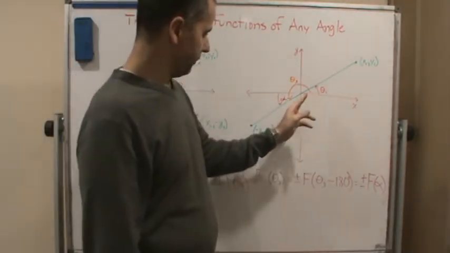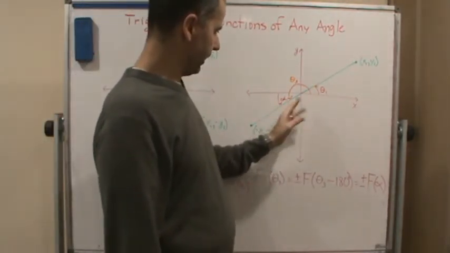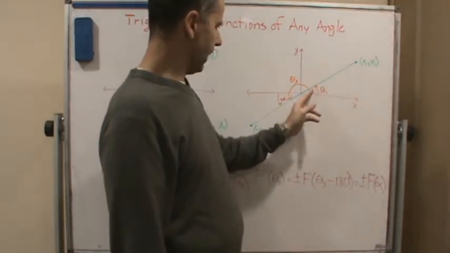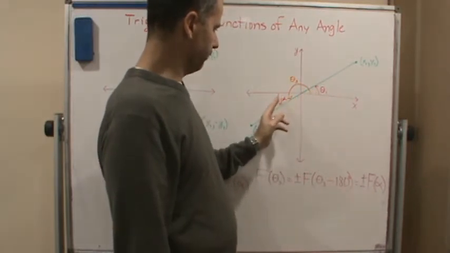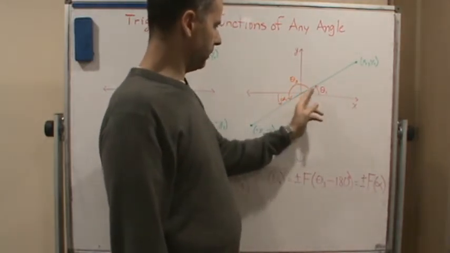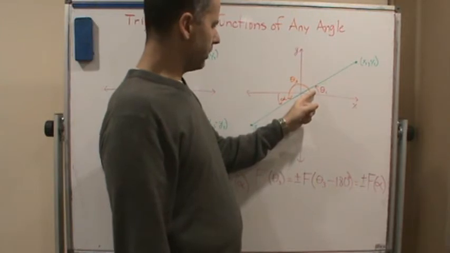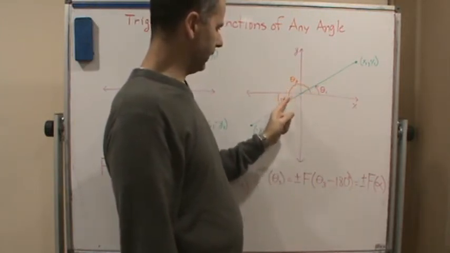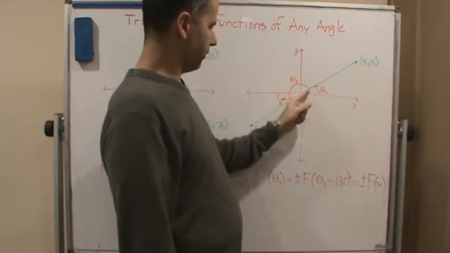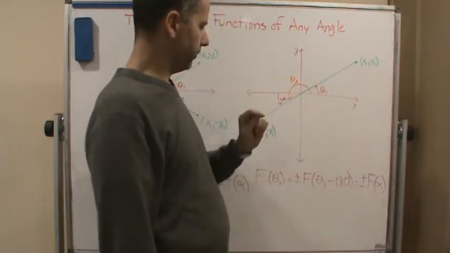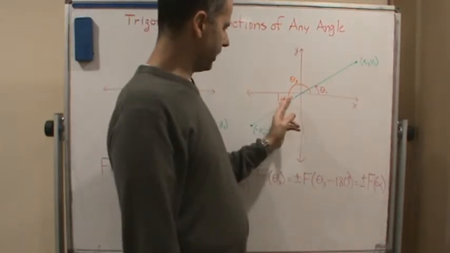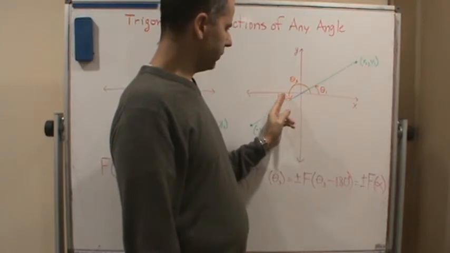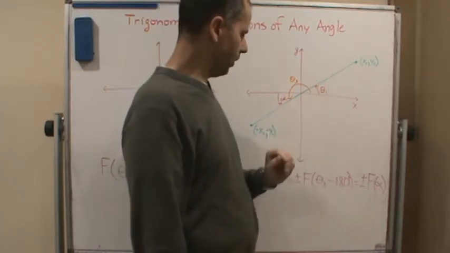And we see that since these are intersecting lines, so we've got the x-axis and this line here, opposite angles are going to be congruent, they're going to be the same. But notice that to get from this angle to this angle, we just have to add 180 degrees to alpha or theta 1. But also we could take theta 3 and subtract off 180 degrees from theta 3 to get to theta 1.